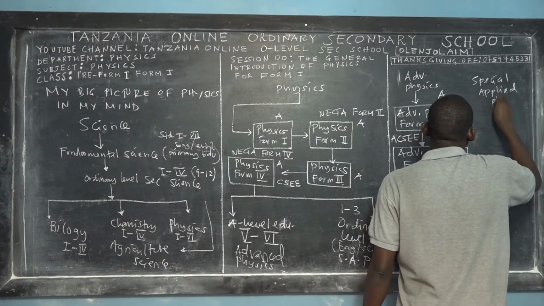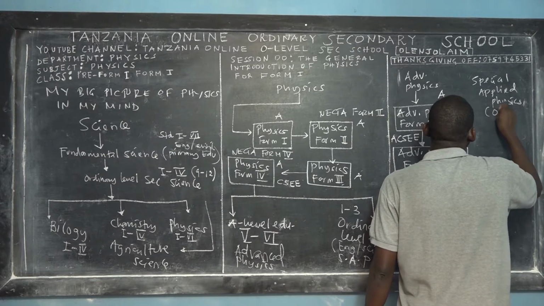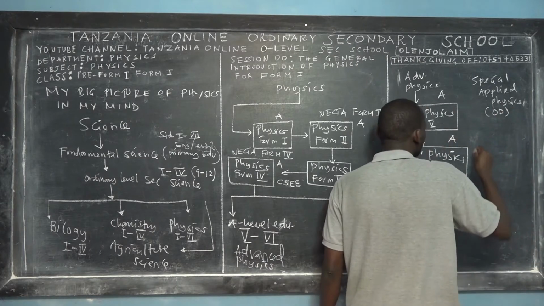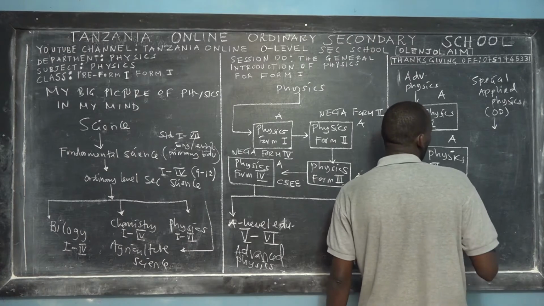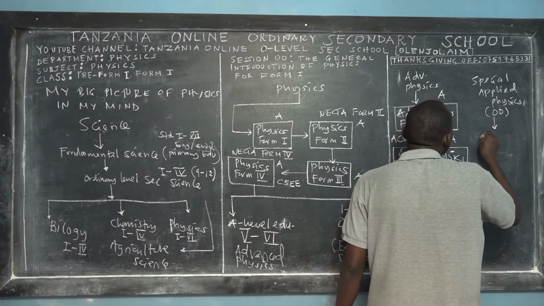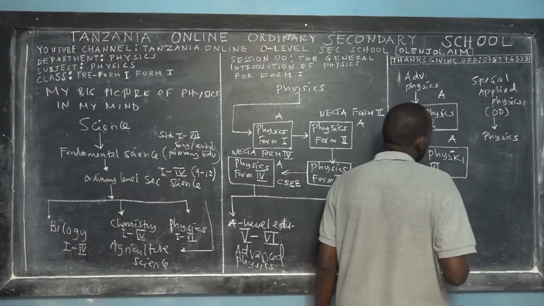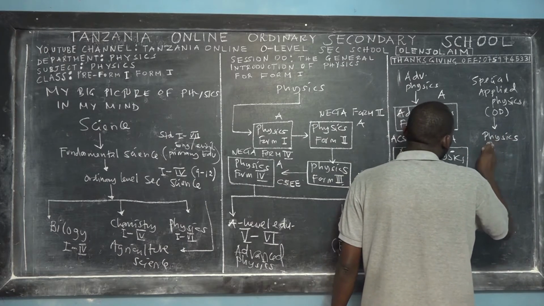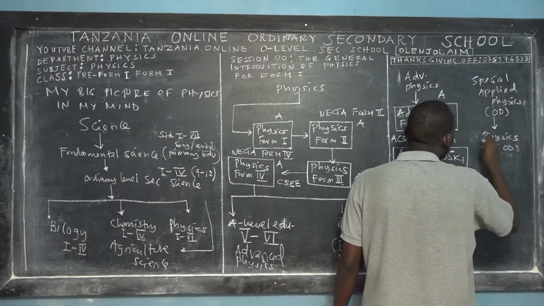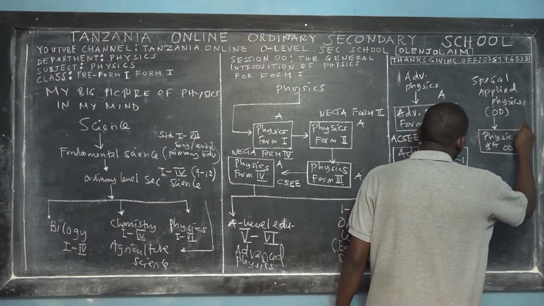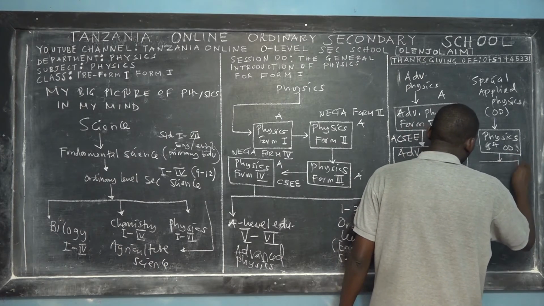Special applied physics, and then this we say for ordinary diploma. So here again we have 3 years education of physics for the form 1. This we will have physics, special applied physics in first year, first year of ordinary diploma. So this is the beginning of your journey, and then the next one will be physics.